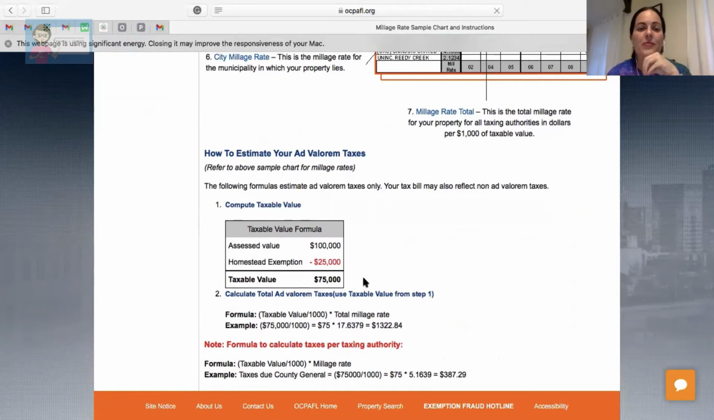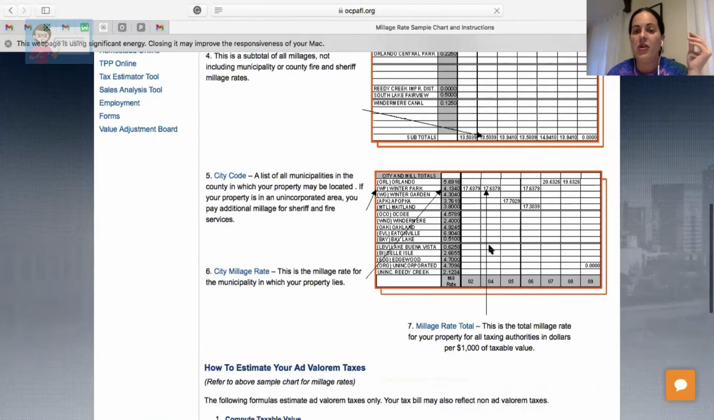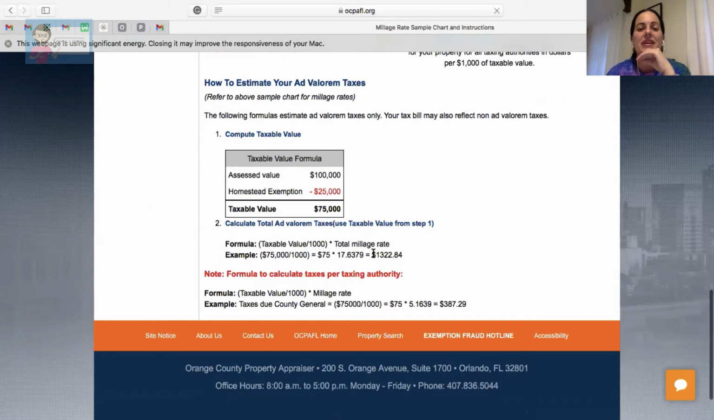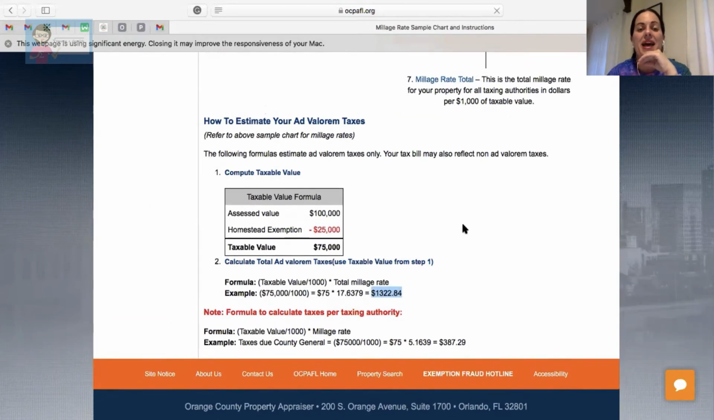So then from there, what they do is that you can do this two ways. What they do is that they divide 75,000 by 1,000, and that's how they get 75, which is the same that I told you before. If you do 17.6379 divided by 1,000, you're just gonna get a percentage. And it will be the same if you multiply those two. So then if you do 75 times 17.63, remember we got that from this number, the addition of both taxes. That's how they get the taxes.